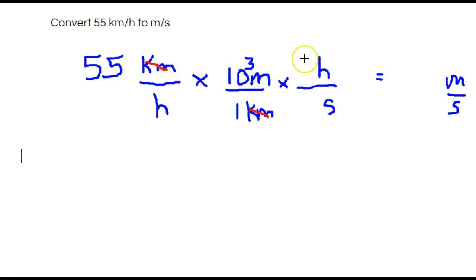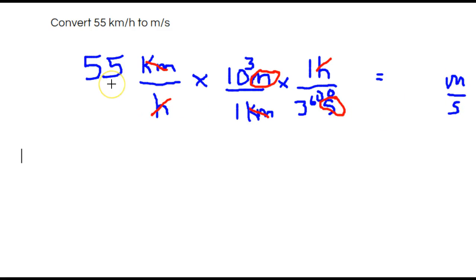And so looking at the relationship between these two, I know 1 hour has 60 minutes, and every minute has 60 seconds. So this will give me 3,600 seconds. It's messy. Sorry about that. And that will allow me to cancel out my hours. And so I'm left with units of meters divided by seconds. In other words, meters per second.